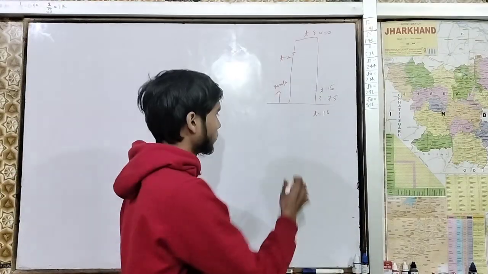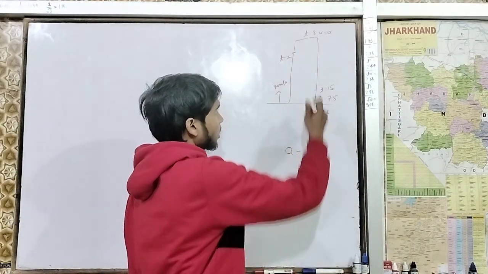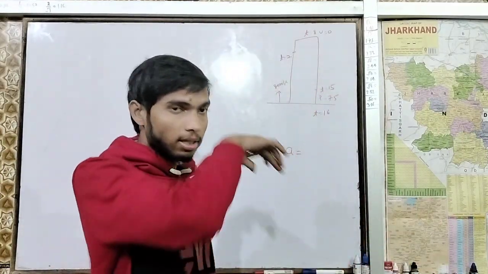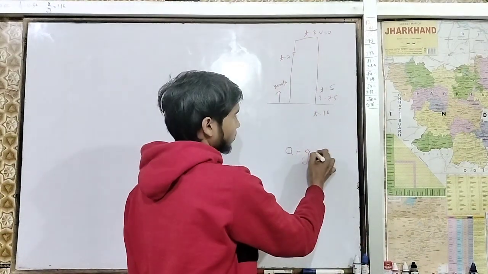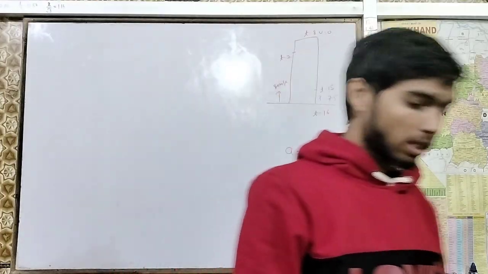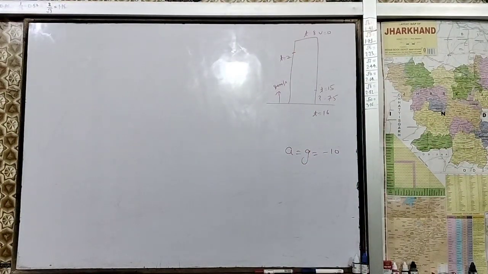Are we familiar with acceleration? When a particle is in air, the acceleration will be equal to g, which is -10. Here acceleration is a constant. We know this point.